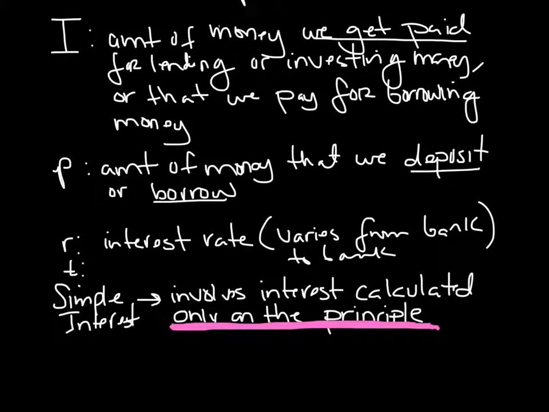Your R is going to be your interest rate. The rate really varies from bank to bank, depending on wherever you go. It's usually expressed as a percentage, but we write it as a decimal, which isn't too bad to change. T is going to be in terms of years, which I didn't write in, so years.